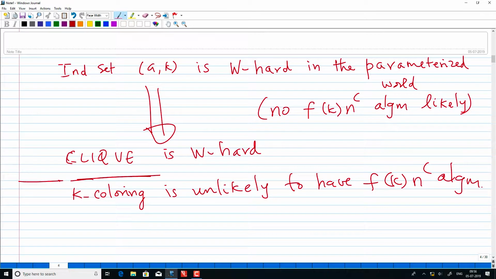So we know some problems already, but this is even very strong. You can't even have an n to the g of k algorithm. You can't even have some n power some function of k algorithm. That is not true for independent set or clique, right? Can you give me an n power k algorithm for independent set? Given a graph, I want to know whether there is a k-sized independent set. Try all subsets. Similarly for clique. So, they have an n power k algorithm.